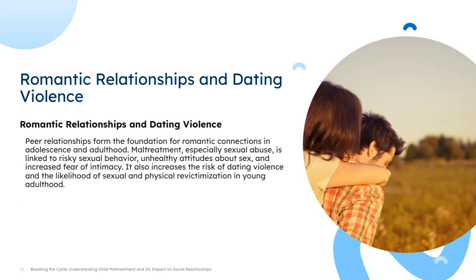Here we focus on the crucial link between early peer relationships and later romantic connections. Maltreatment during childhood, and especially sexual abuse, can have serious consequences. It often leads to risky sexual behavior, unhealthy attitudes towards intimacy, and a heightened fear of closeness.